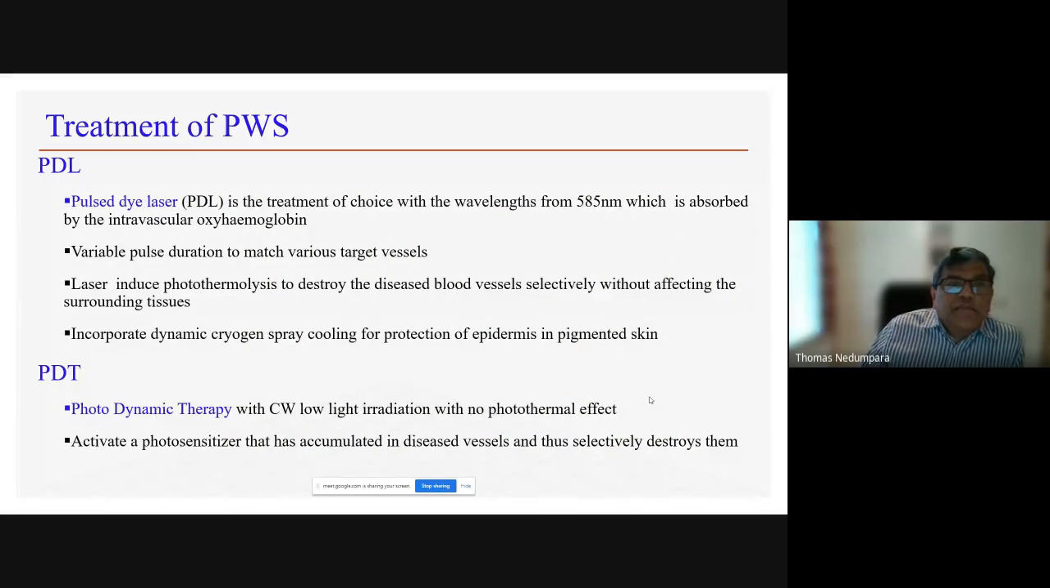So how do you treat port wine stain? You can use either a pulsed dye laser, which is absorbed by hemoglobin, and it targets diseased blood vessels selectively without affecting the surrounding tissue. And it incorporates a cryogen cooling spray to protect the epidermis during the treatment. Another method is photodynamic therapy. I'll come to that later.